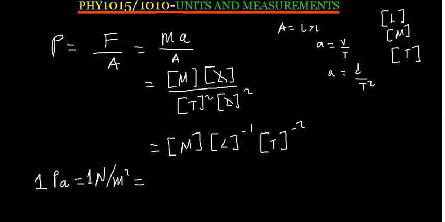And this is going to be equal to, what's the SI unit for mass, which is M? It is the kg. The SI unit for length is the meter. The SI unit for time is the second. So 1 Pascal is the same as 1 kg meter second to the power negative 2. Actually, this is also supposed to be meter to the power negative 1. So 1 Pascal is the same as 1 kg meter to the power negative 1 second to the power negative 2.